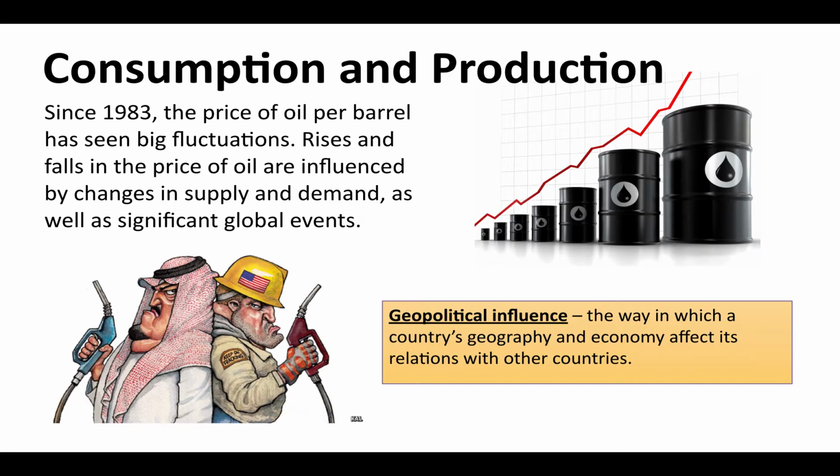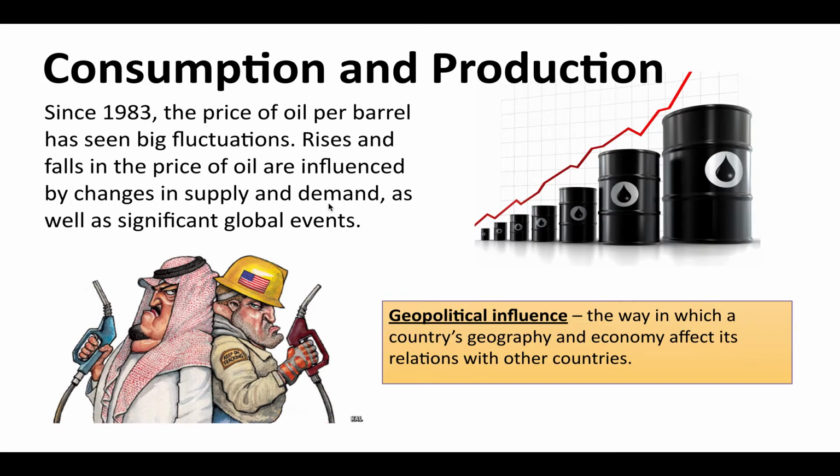Now, since 1983, the price of oil per barrel has seen big fluctuations. Now, fluctuations is movements up and down. And the reason that the price has been rising and falling is influenced by changes in supply and demand. So consumption, our use of oil, is about how much oil we need or want, and that is therefore demand. Production is about how much oil we're getting out of the ground and putting into the world and supplying. So production is supply and consumption is demand.